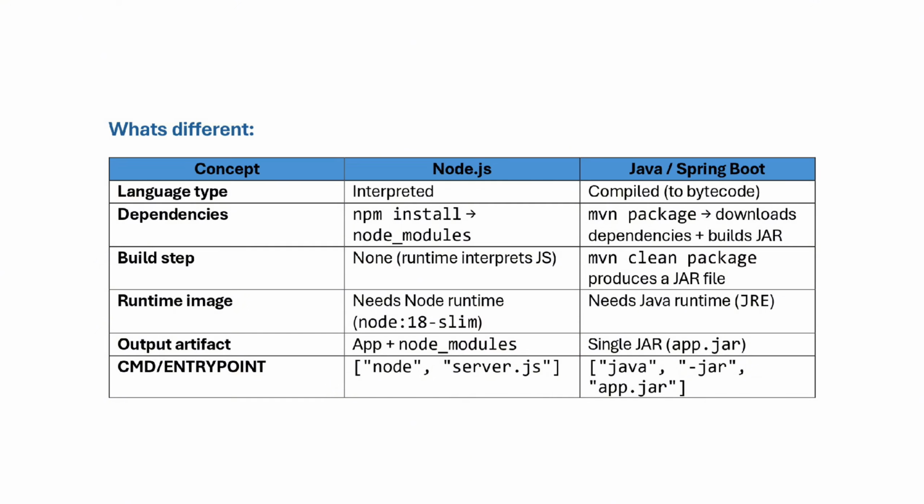CMD entry point. In Node.js it is node server.js, which means if we run the application locally, we would be using node server.js as the command to run our application. So we add that CMD entry point in the Dockerfile. In Java, it is java -jar app.jar.